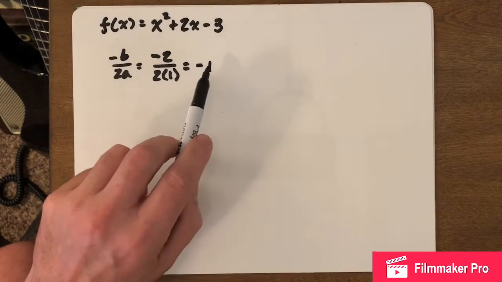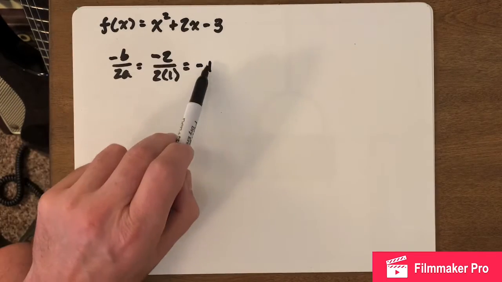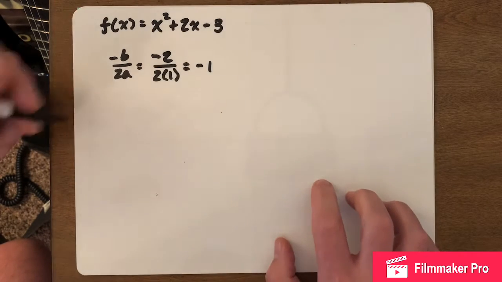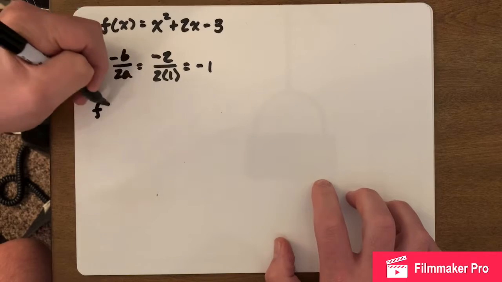We're going to take that negative 1 now and plug it back in here and plug it back in here to get the corresponding y value of our vertex. So we want f of negative 1.